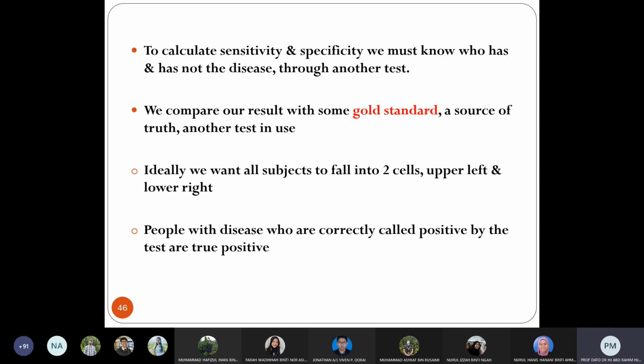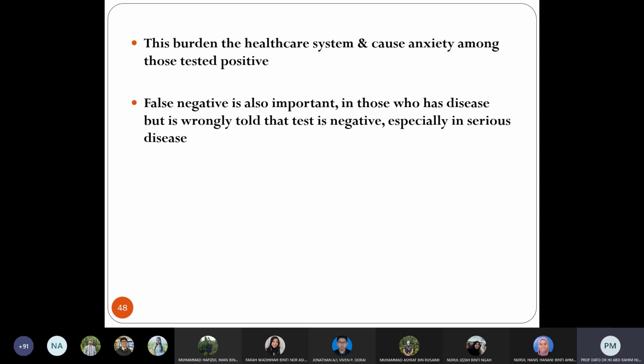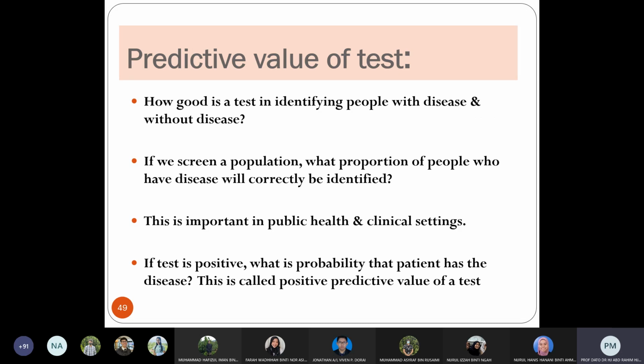So we measure with the gold standard. These are the explanation, if you can read on your own. Go now to the predictive value of tests. How good is a test in identifying people with disease and without disease? If we screen a population, what proportion of people who have disease will correctly be identified?